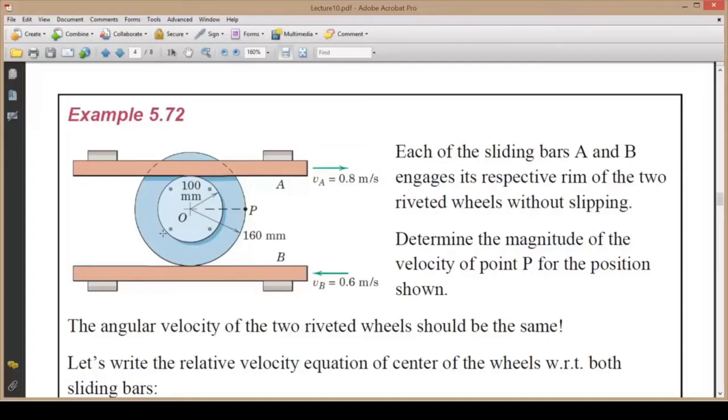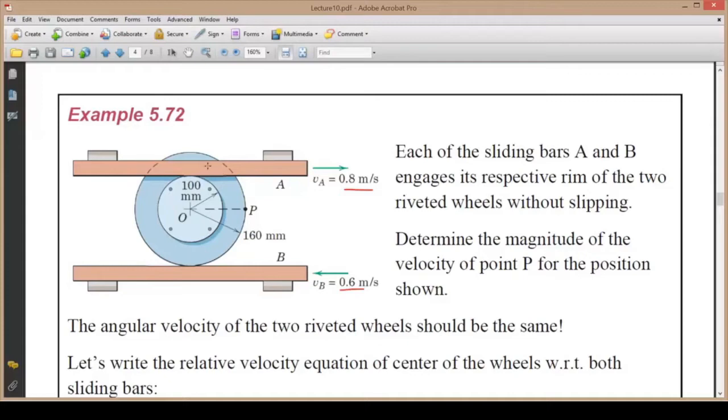In this example, we have a wheel and sliding bars. The wheel is not fixed at a certain point, so the wheel is free to move back and forth, while the sliding bars also move back and forth. One of the bars has a linear velocity of 0.8 meters per second, and the other is in the opposite direction with 0.6 meters per second.